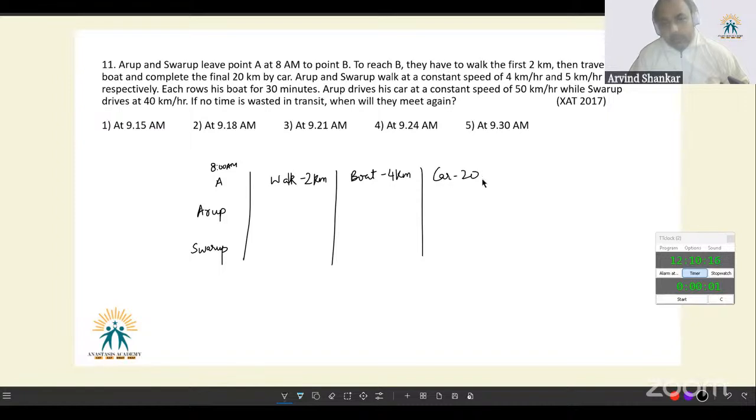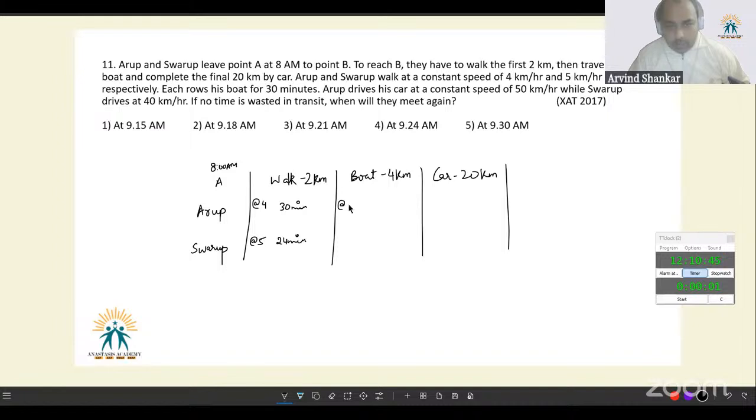Car, 20 kilometers. Brilliant. Arup and Swaroop walk at a constant speed of 4 kilometers per hour and 5 kilometers per hour. If he walks at the rate of 4 and he walks at the rate of 5, Arup will take 30 minutes for this journey. Swaroop will take 24 minutes for this journey. Okay. Each rows his boat for 30 minutes.